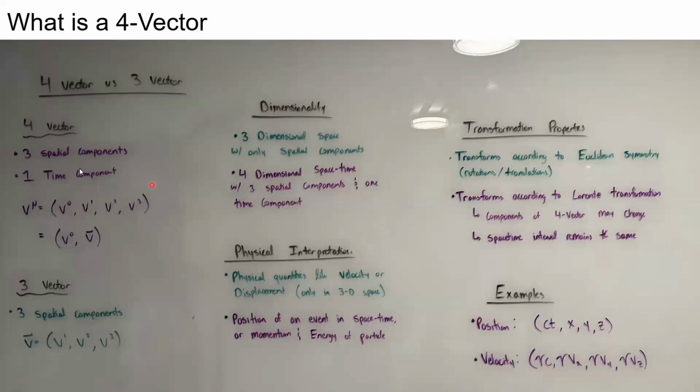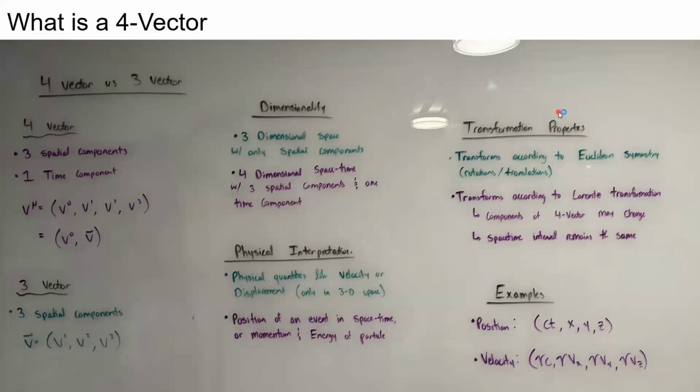So we see here our four vector has three spatial components and one time component. We have this index mu here, and the zeroth component corresponds to the time component, and 1, 2, 3 usually correspond to x, y, and z. Whereas your normal vector usually just has these three spatial components. The way they mostly differ is their dimensionality, which we just touched on, their physical interpretations, what they represent, and their transformation properties.